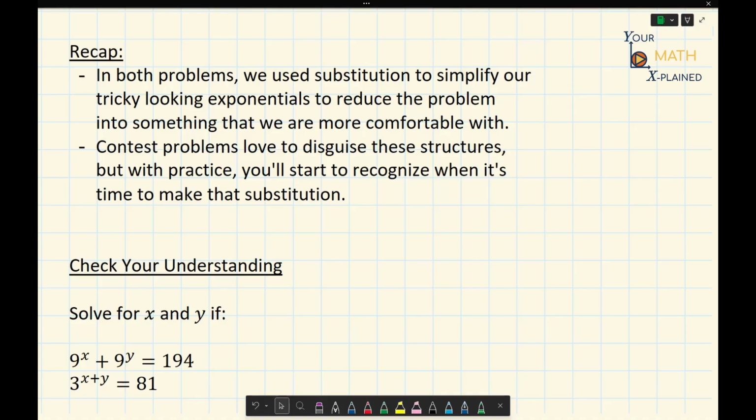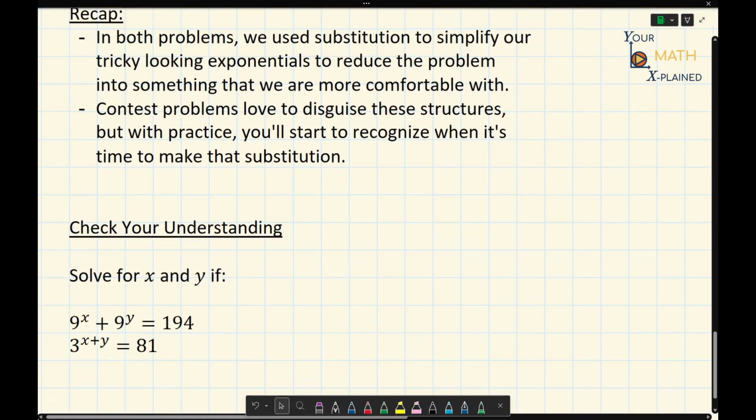So a quick recap of everything we covered in this video. In both problems, we used a substitution to simplify our tricky-looking exponentials to reduce the problem into something that we're more comfortable with. And contest problems love to disguise the structure, but with practice, you'll start to recognize when it's time to make that substitution. So now it is your turn to give this a try.